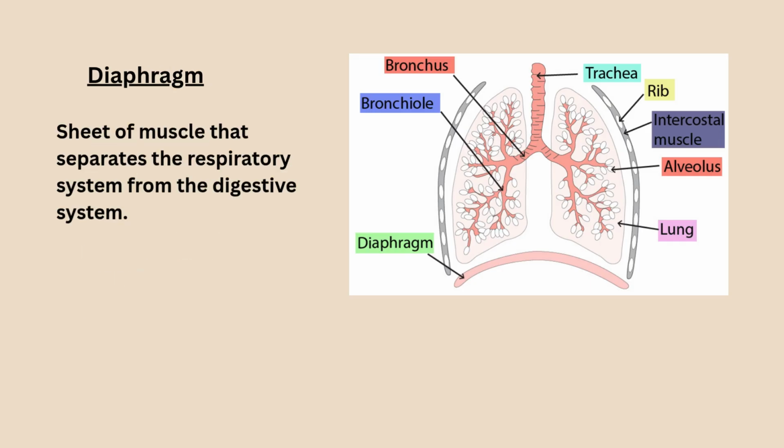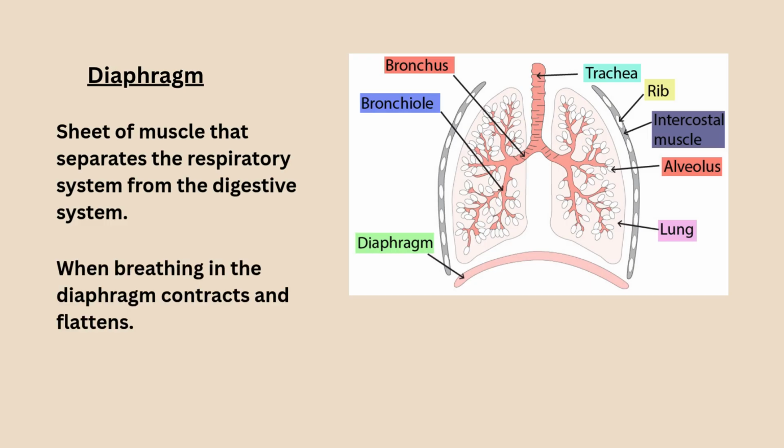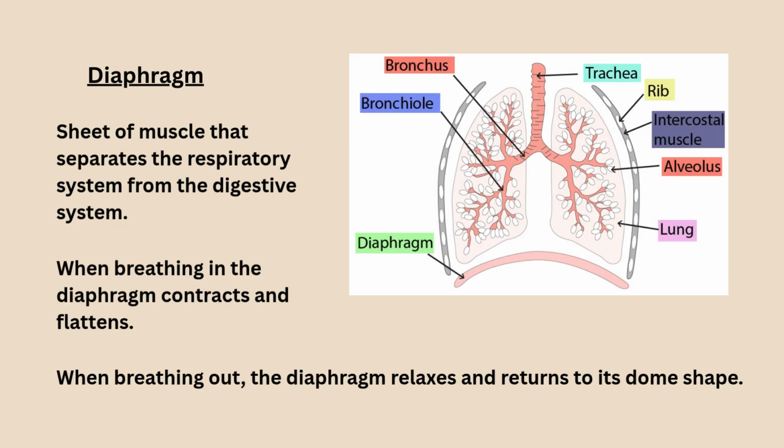The diaphragm is a sheet of muscle that separates the respiratory system from the digestive system. When breathing in, the diaphragm contracts and flattens. When breathing out, the diaphragm relaxes and returns to its dome shape.